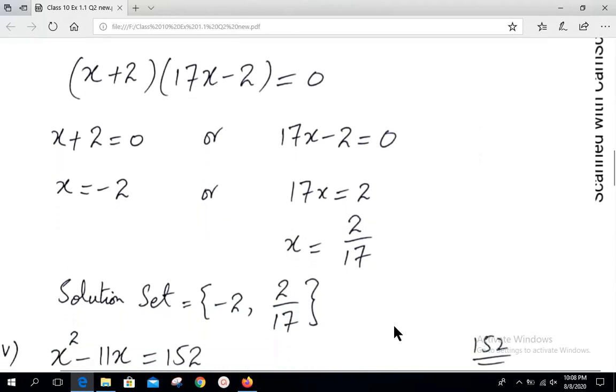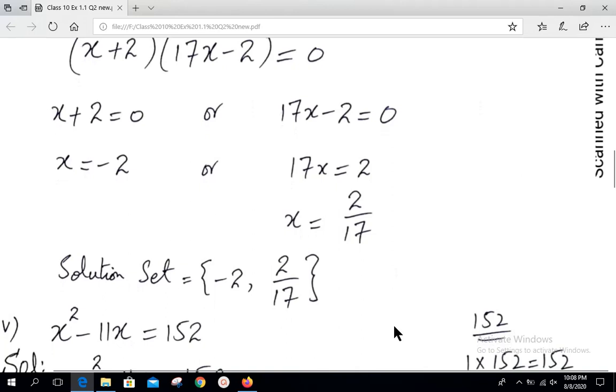Combining both the values inside the solution set, the elements of the solution set are minus 2, 2 over 17. Hope you are well clear and understanding. Moving to the next part number 5.